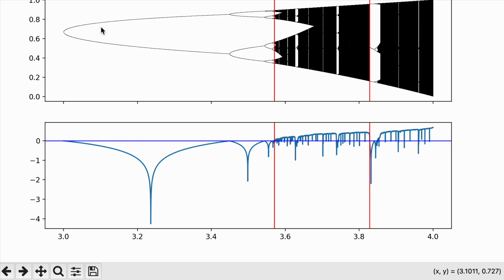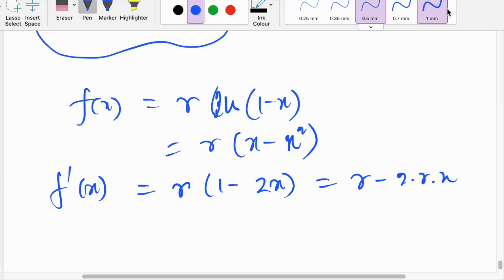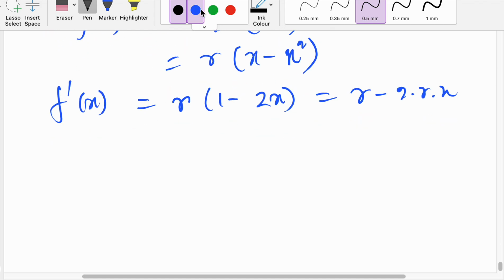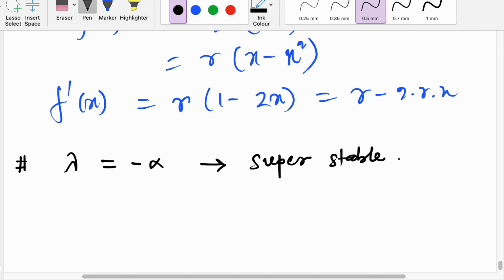When the orbit is a stable 2 cycle, you see the exponent is negative, and the negative value increases and goes to negative infinity somewhere between here. Let me remind you of one thing: when lambda goes to minus infinity, that is called a super stable cycle. Since lambda is the signature of stability, when lambda goes to minus infinity, it is called a super stable fixed point or super stable attractor.